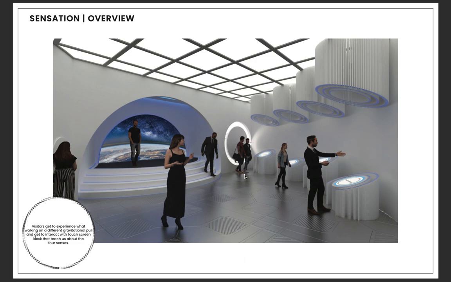Sensation overview: you get to see 4 touchscreen kiosks that go through the different types of senses in our universe and what they could be in the other universes. And in the back corner, you get to see a suspended steel mesh net that you get to walk on and feel a different type of gravitational pull than we're used to on Earth.